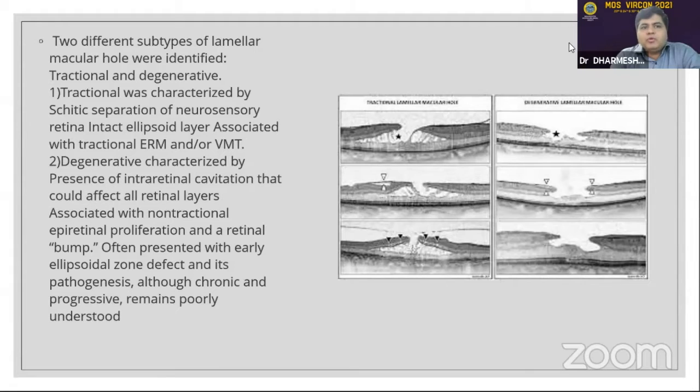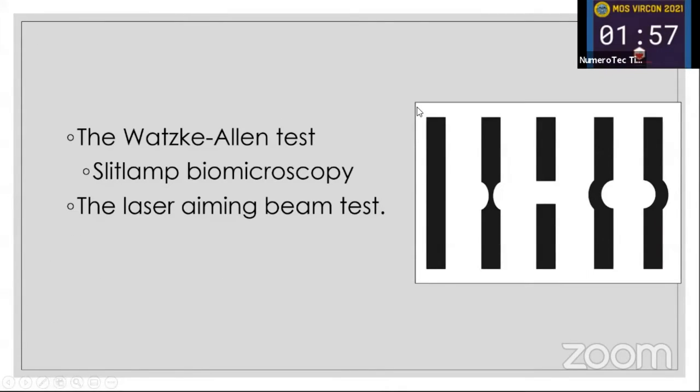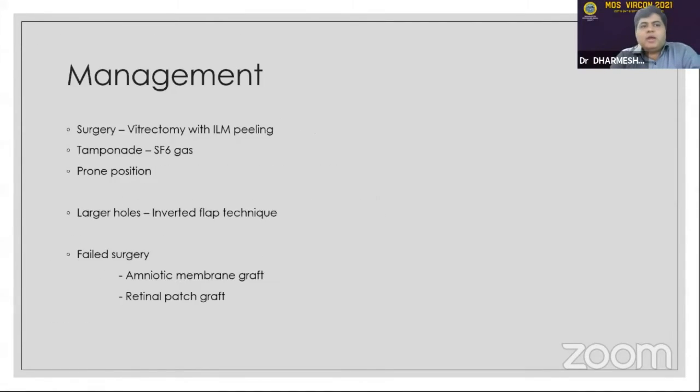Now pseudohole can be of two types, either tractional or degenerative, and both can be easily diagnosed on the OCT, where here we can see there is cyst change formation with the elevated surface. So this is the traction. Watzke-Allen sign can be used for the diagnosis.